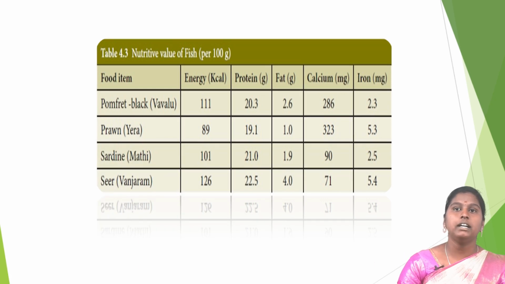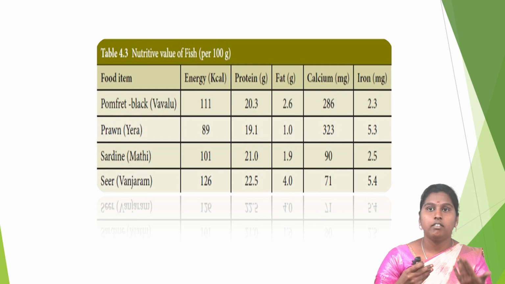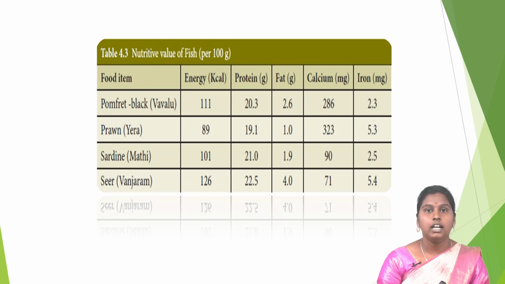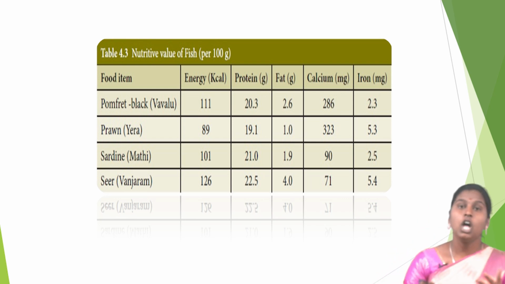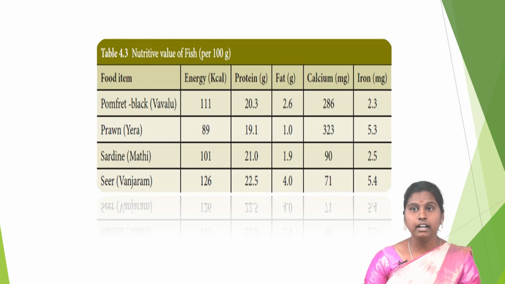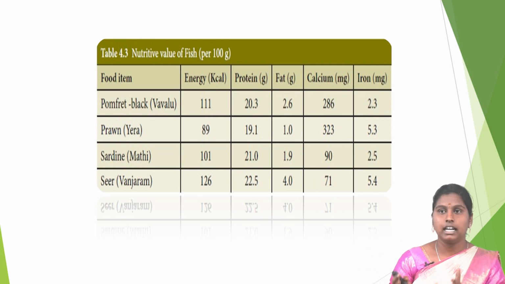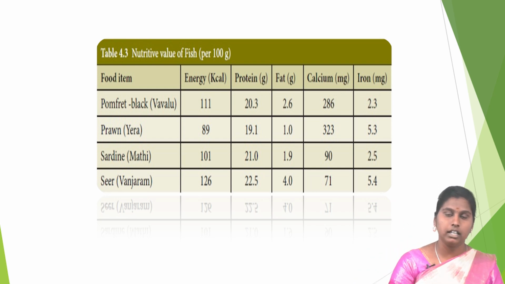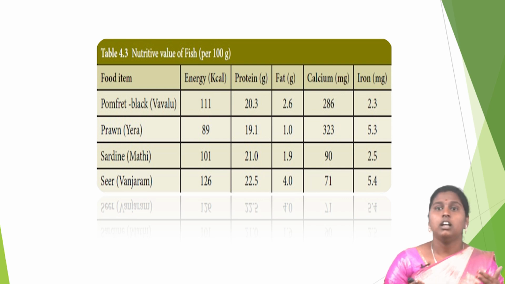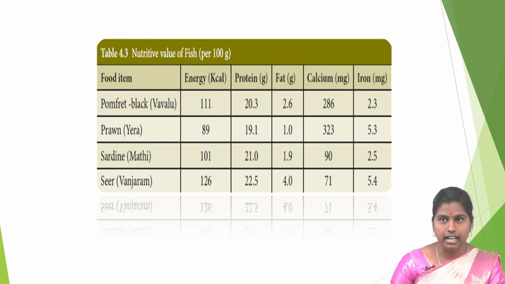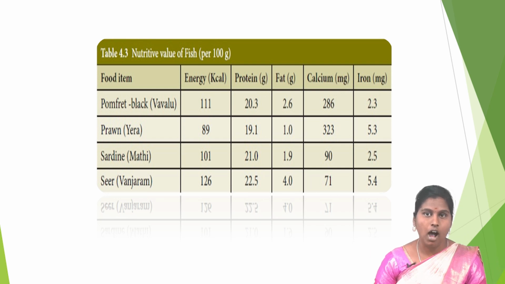Food item, pomfret black. Another name is vavval. Energy is 111 kilocalorie, 20.3 gram of protein, 2.6 gram of fat, 286 milligram of calcium, 2.3 gram of iron. Next, prawn. Prawn is also called yera, 89 kilocalorie energy, 19.1 gram of protein, 1 gram of fat, 323 milligram of calcium, 5.3 milligram of iron.